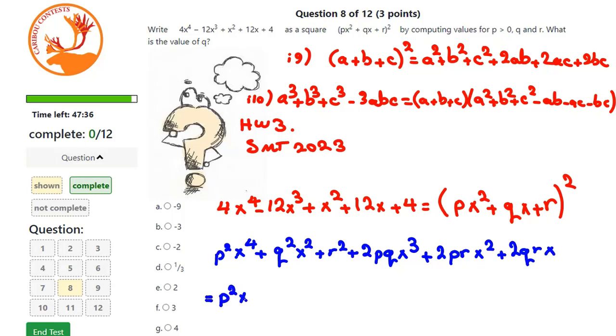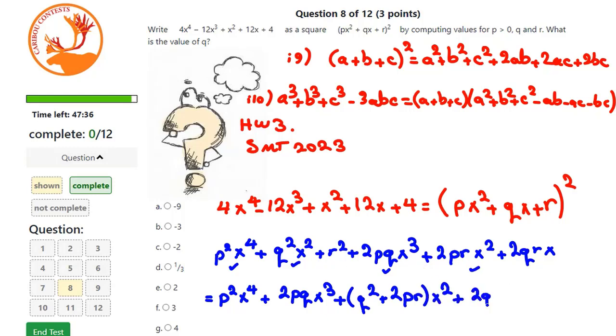For x to the 4, it will be p squared x to the 4. We've considered this. For x cubed, it will be 2pqx cubed. For x squared, we have this one and this one, which will be q squared plus 2pr, times x squared. For x, it will be 2qrx. And for the constant value, plus r squared. Okay.